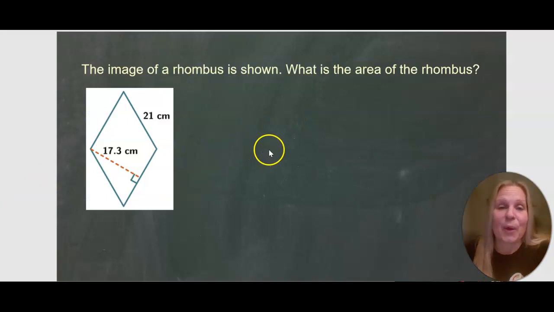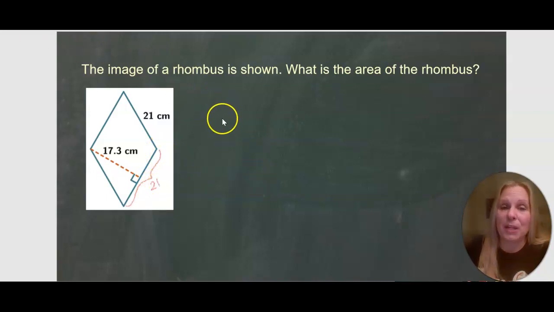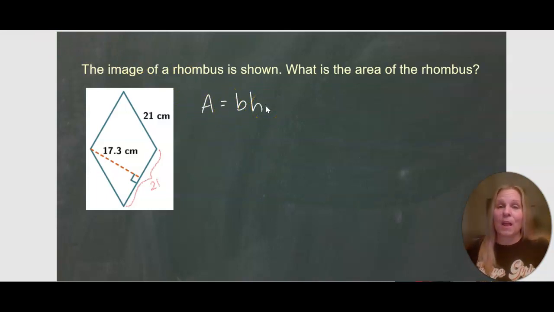Okay, a rhombus. A rhombus is the same thing as a parallelogram, except it has one special feature. All the sides are the same. So that means that this side here that's not labeled is also 21, right? 21 centimeters. So I'm going to use the same formula that I used for the parallelogram because a rhombus is just a parallelogram where all the sides are the same. Kind of like a square is a rectangle where all the sides are the same, right? So I can use the same formula.